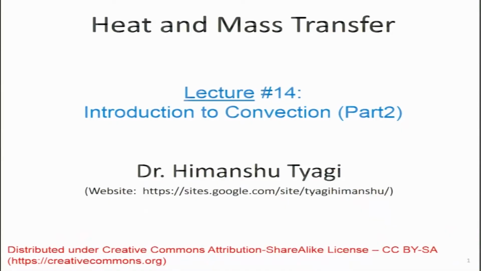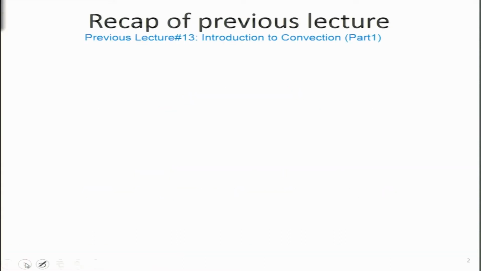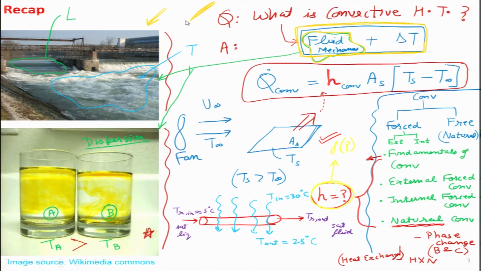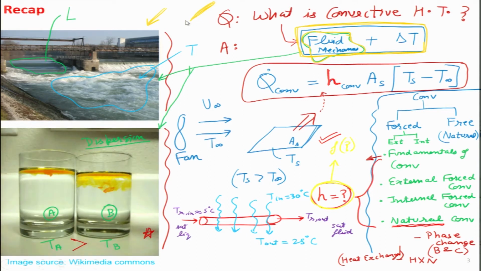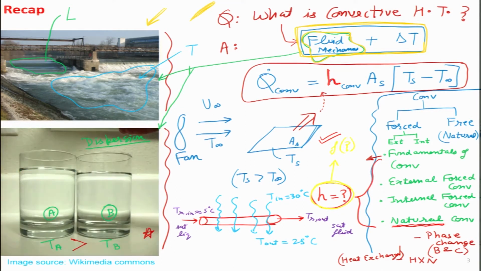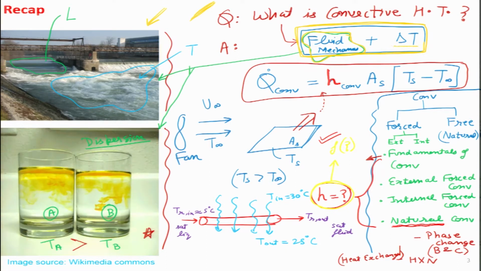So, today we will be looking at lecture number 14, which is a continuation of the lecture we did in the previous session, and we will look at part 2 of introduction to convection. Before we start, let us do a brief recap of the previous lecture, in which we started off with the simple question, because we are looking at convective heat transfer: what exactly is convective heat transfer? We try to identify it in the form of the fluid mechanics which is taking place along with some delta T temperature difference.